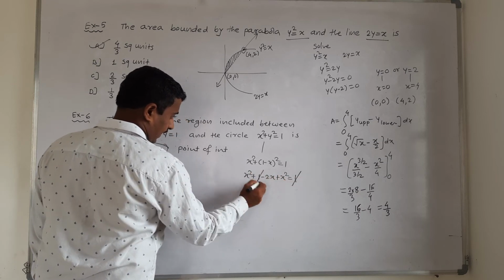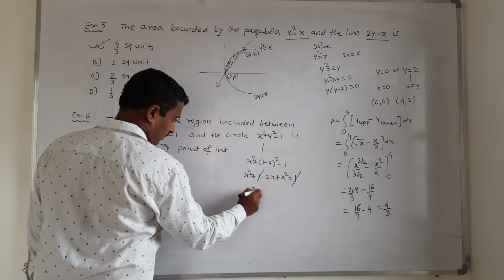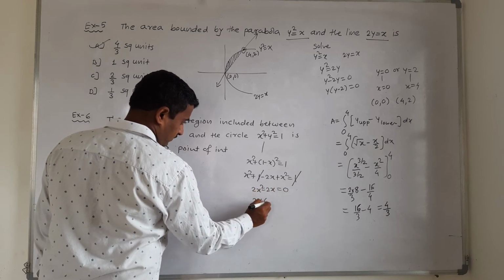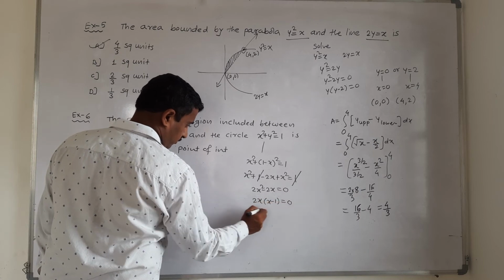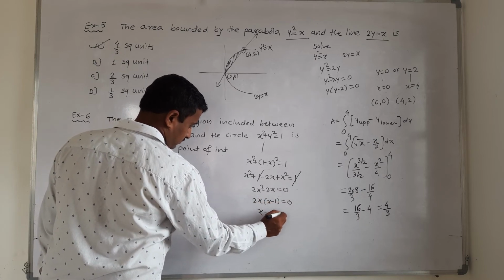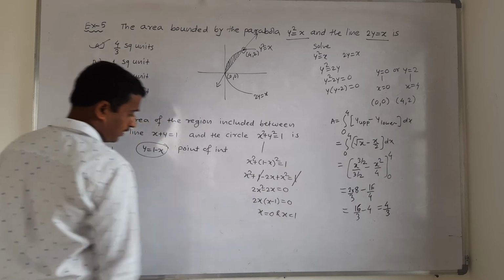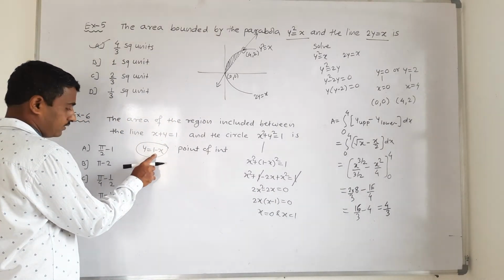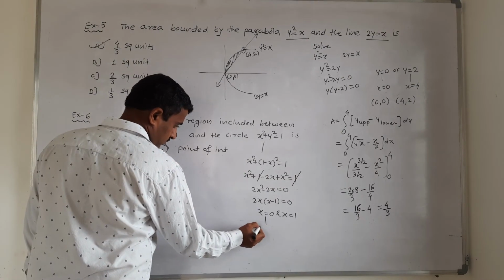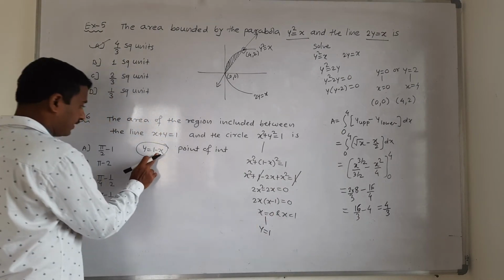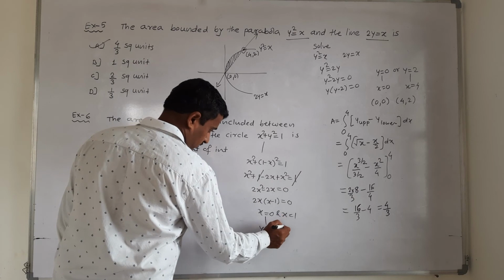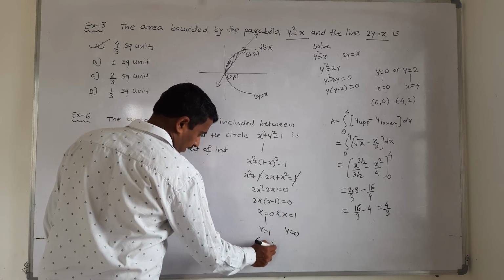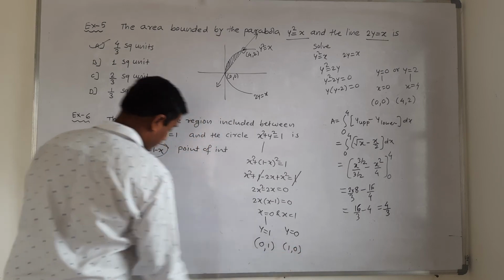This 1 and this 1 cancel. 2x square minus 2x is 0. That is 2x times x minus 1. Therefore the points are x equal to 0 and x equal to 1. X equal to 0 in this gives y is equal to 1. X equal to 1 in this gives y is equal to 0. Therefore 0, 1 and 1, 0 are the points of intersection.